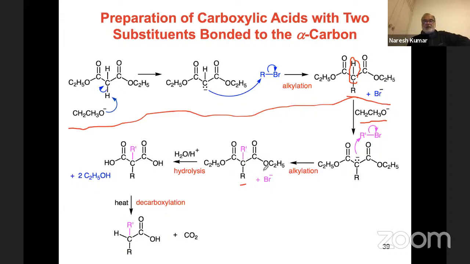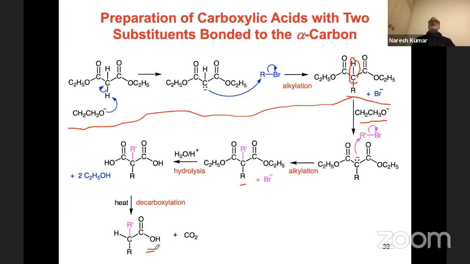So you can have either the same alkyl group or a different alkyl group added at that position. You can hydrolyze this ester to the corresponding carboxylic acid, and then you heat it, and one of the carboxylic acids is decarboxylated, and you end up with two alkyl groups present at that carbon and a carboxylic acid present in the molecule.